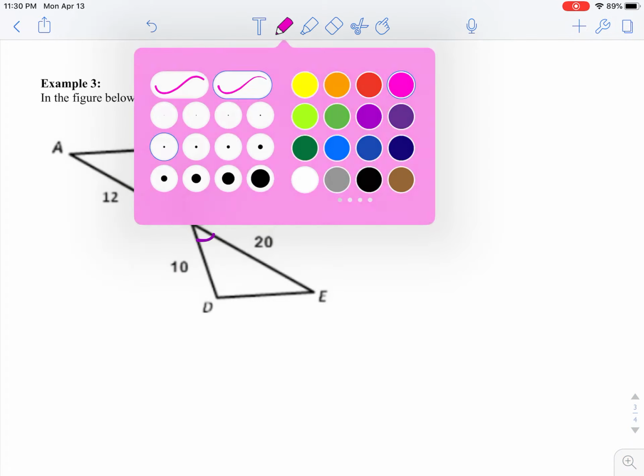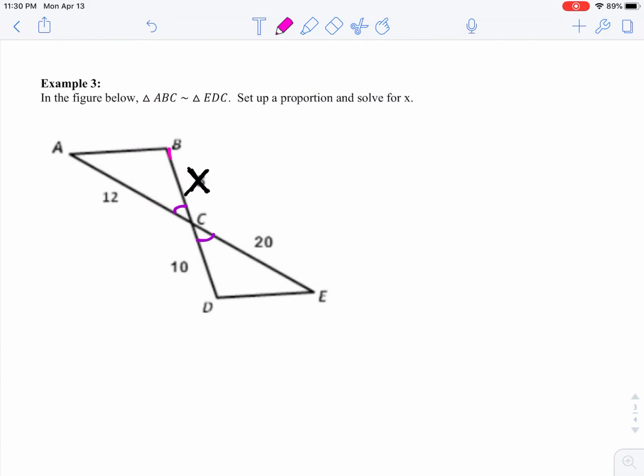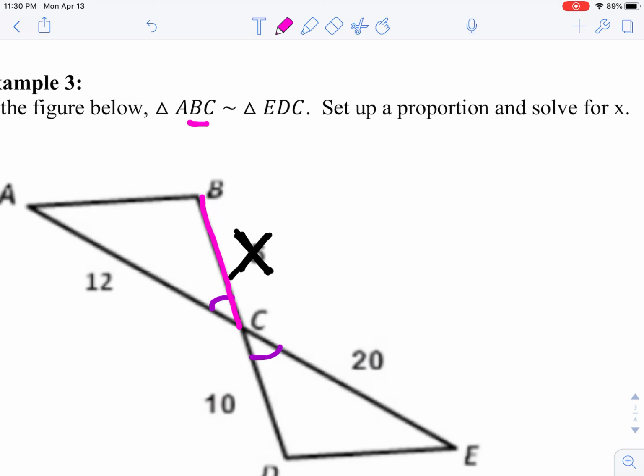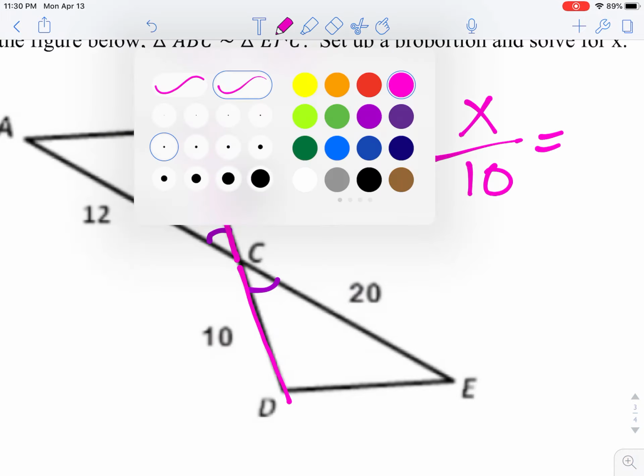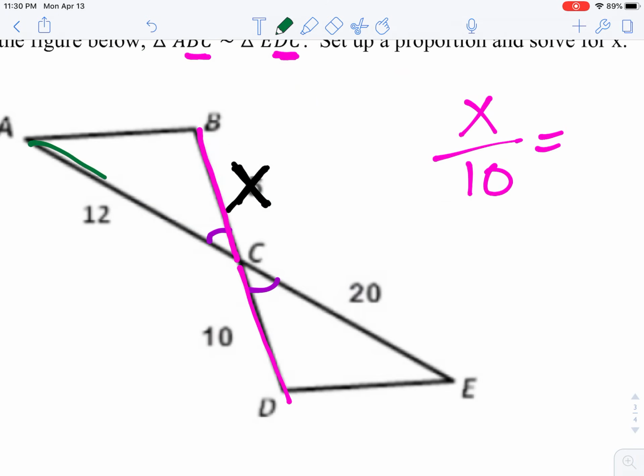I know you know it's 6, but let me show you how we would find it if BC were x. So let's find the corresponding sides. So x is the BC, and if you look in the similarity statement, BC is the last 2 letters, and so is DC. So that's how we know that those are going to correspond with one another. So x corresponds to the 10, and then the other two lengths that we know is going to be the AC is 12.